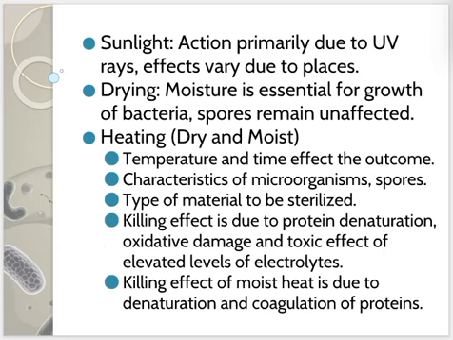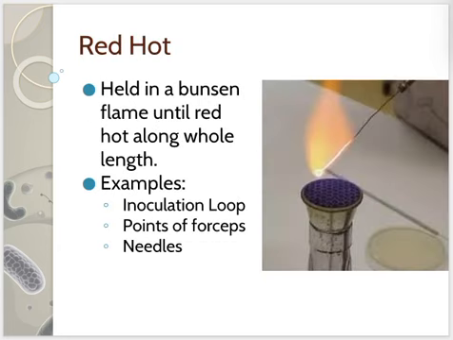The red-hot method is a straightforward sterilization technique. It involves heating an object in a Bunsen flame until it glows red along its entire length. This is commonly used for metal tools like inoculation loops, forceps points, and needles. The intense heat effectively kills all microbes on these instruments, making them safe to use in sterile environments.